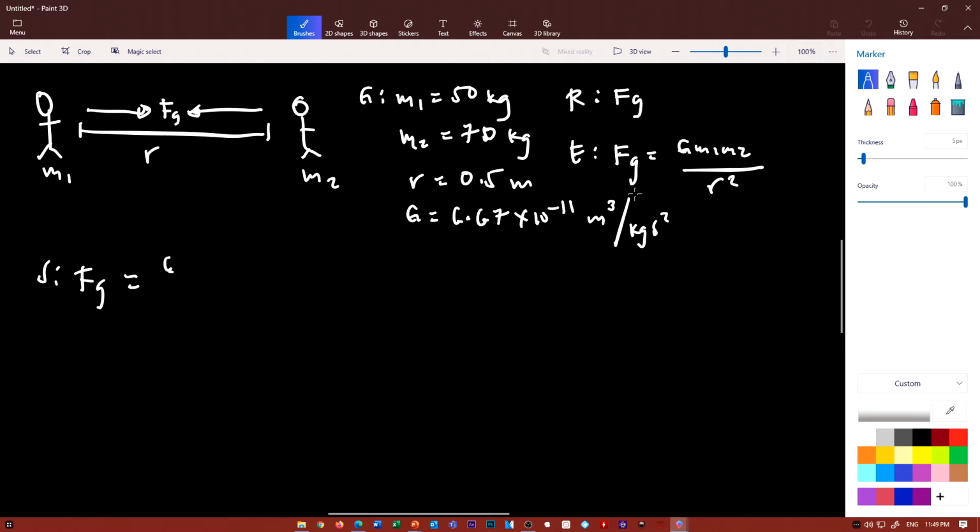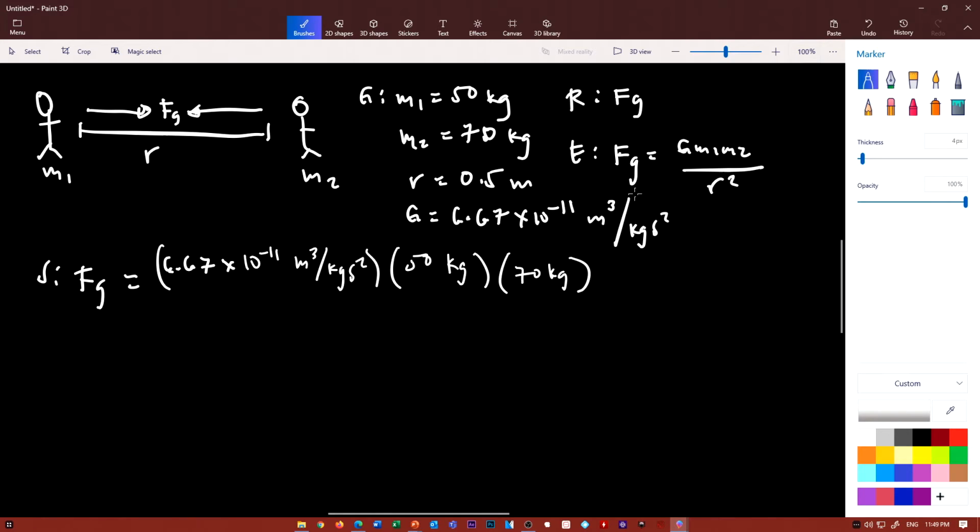So you have 6.67 times 10 raised to negative 11, with units meter cubed per kilogram second squared. Then you have 50 kilograms. They're all in the same unit, so you don't have to worry. Then you have 70 kilograms, all over our distance, which is 0.5 meters to be squared.